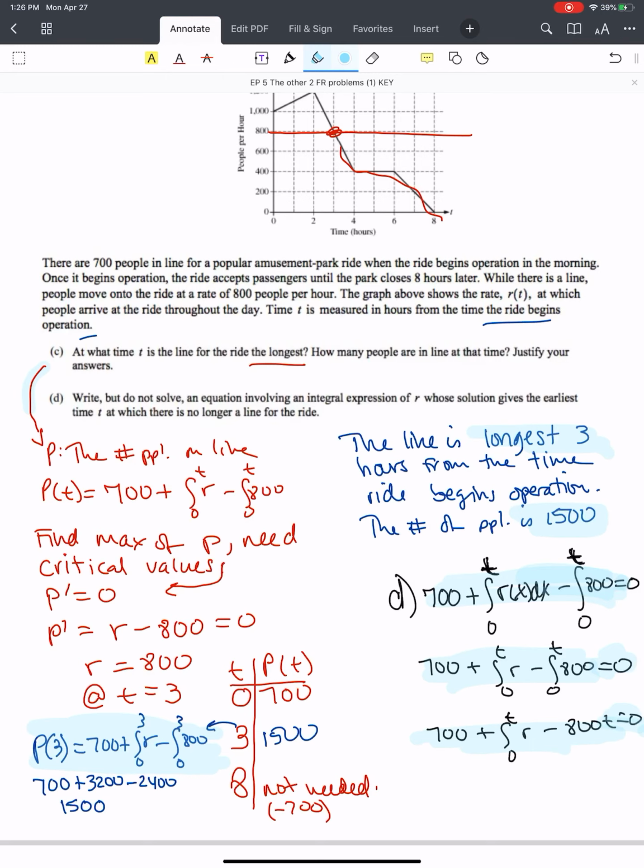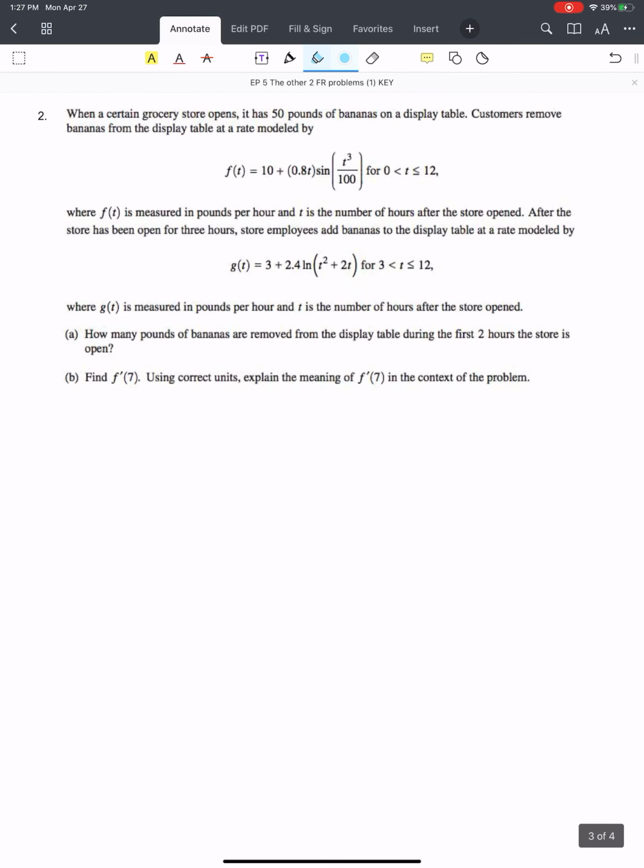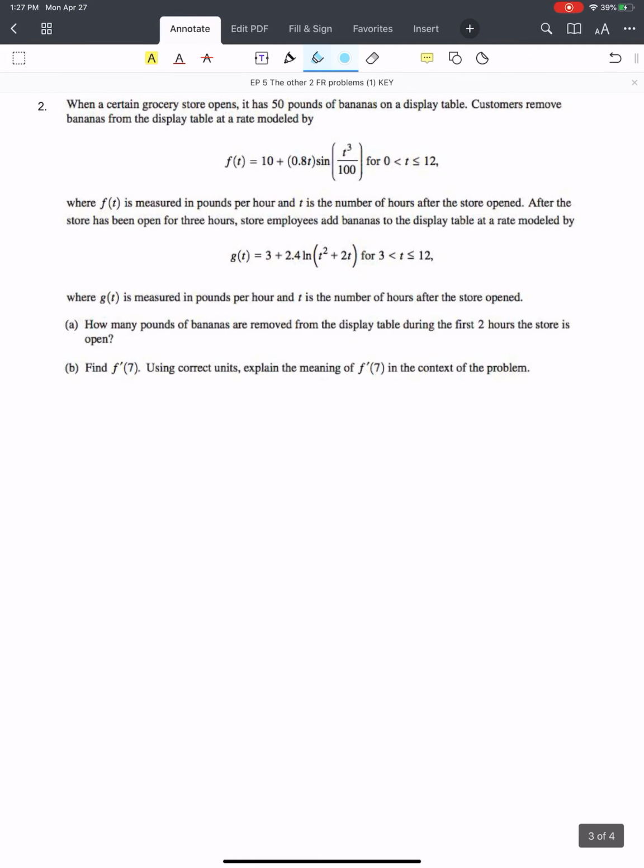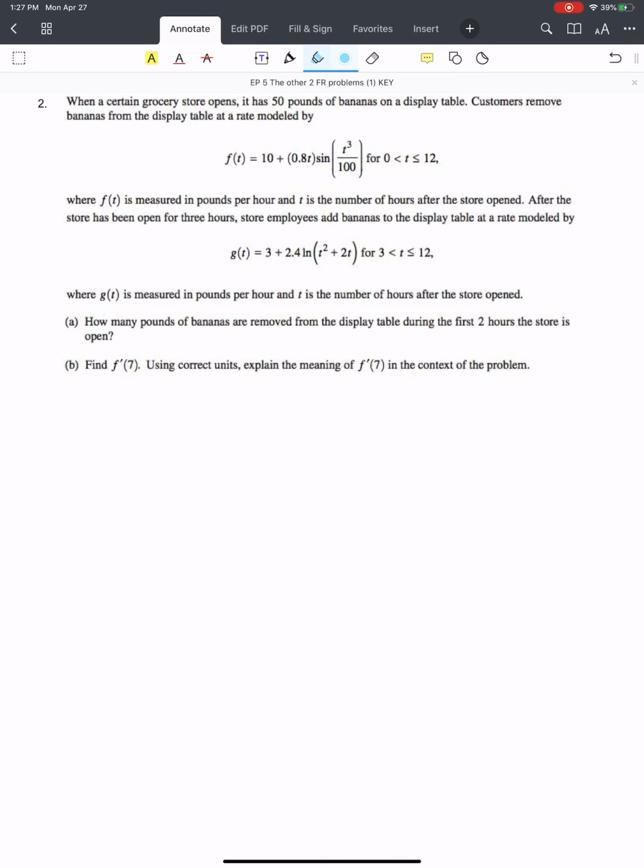All right, now for the next one. The next one is requiring you to put this in your calculator. So I already did put it in my calculator. So when you see something like that, make sure you're in radian mode and that it's in your calculator ready to go. Then you just start answering your questions, right?